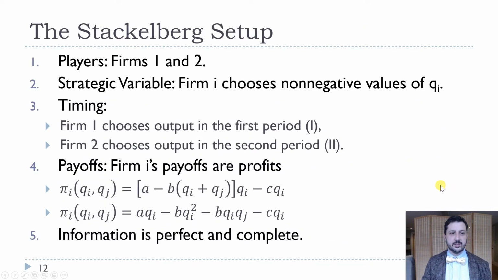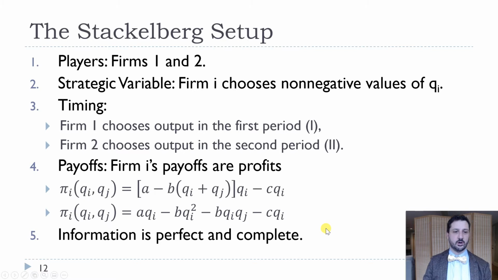So it's very similar to the Cournot setup, right? We've got two firms, firms 1 and 2. Firm i chooses a non-negative value of output, qi. Firm 1 chooses first, in the first period. Firm 2 chooses in the second period. And then they produce, and so we still have one price. And profits are really similar. It's a - b qi minus b qj minus c, times qi.